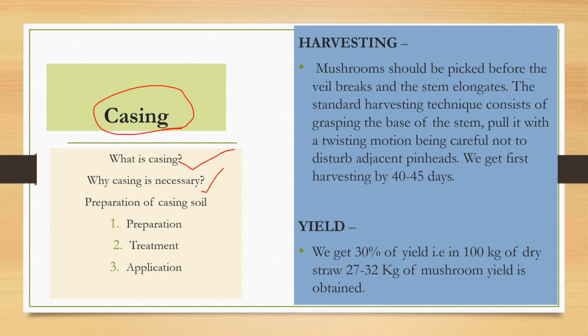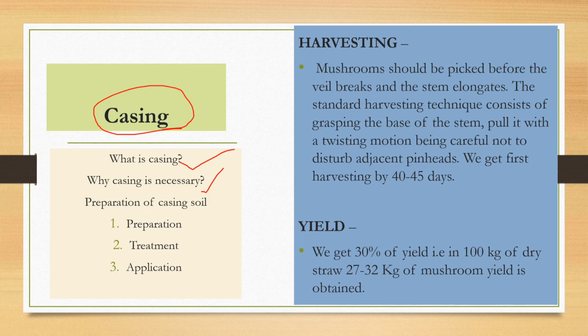Casing is necessary because it helps in converting the vegetative phase into the fruiting phase. Fruiting bodies are found in abundance and thus production is economical. It helps in conserving moisture in the mushroom beds and allows the exchange of gases. Now, how the casing soil is prepared.